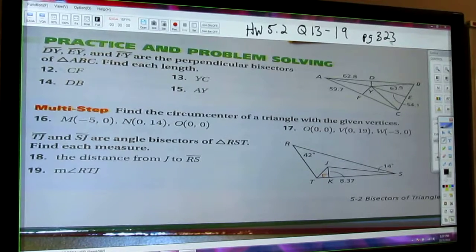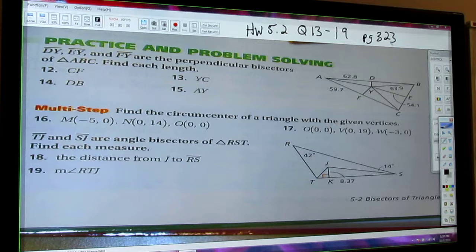This was the one that I had hearts in. Homework 5.2, 13 through 19.